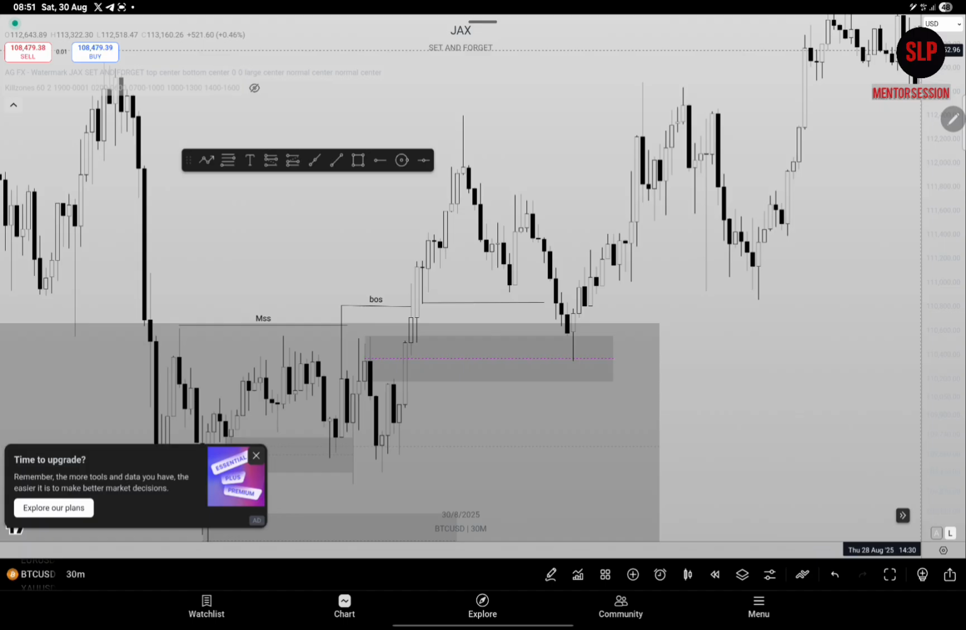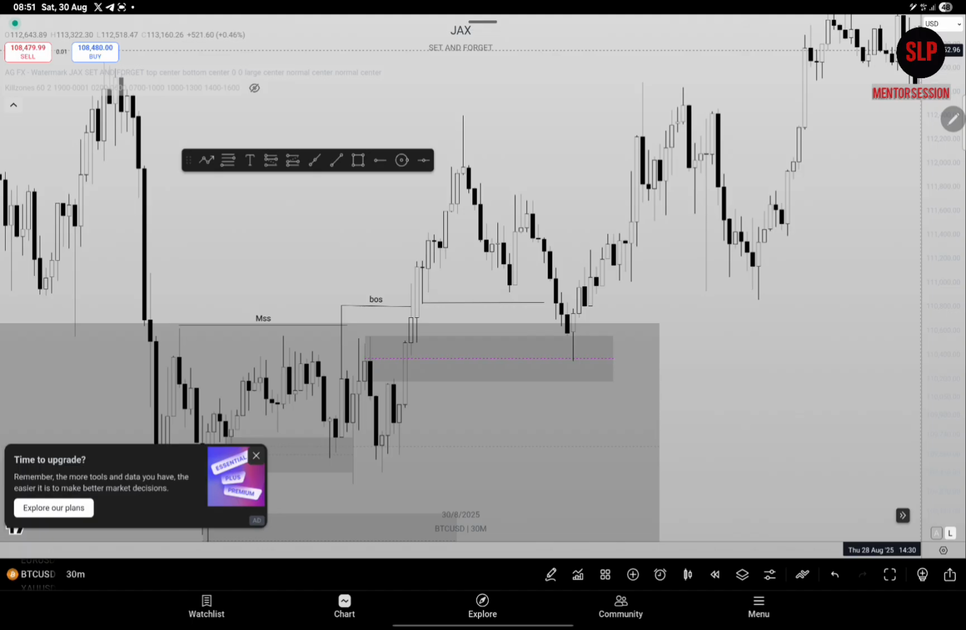Okay, we pick this point of interest from a lower time frame from where we got our bias. We pick this from a lower time frame to that time frame. So yes, this is valid. Now let's talk about exits.